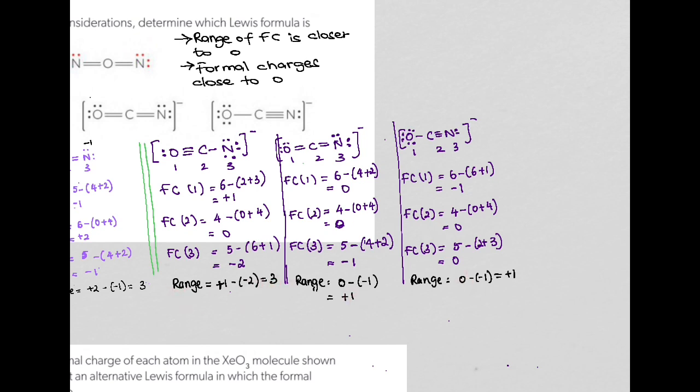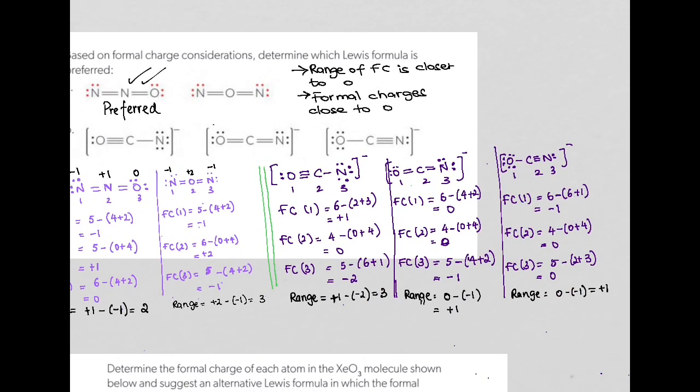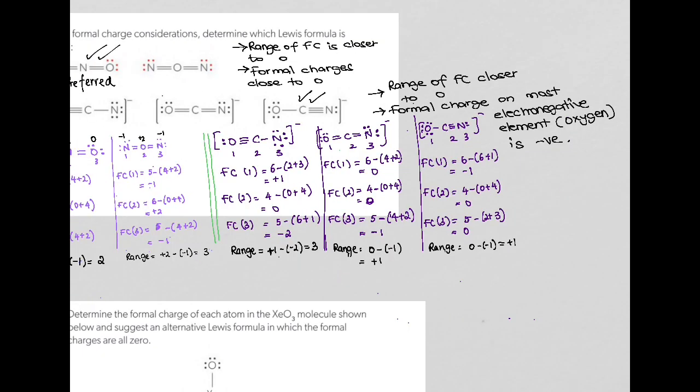In the last two structures, the range is equal, but if you look at the formal charge of oxygen here, oxygen is the most electronegative atom, therefore it should have a negative formal charge. So even if both of these structures you find 0, 0, minus 1 and here minus 1, 0, 0, this is preferred because oxygen, being the most electronegative atom, will have the negative formal charge. So here the third structure is the preferred structure. So here I've mentioned the reasons just in case you are asked to justify your answer.